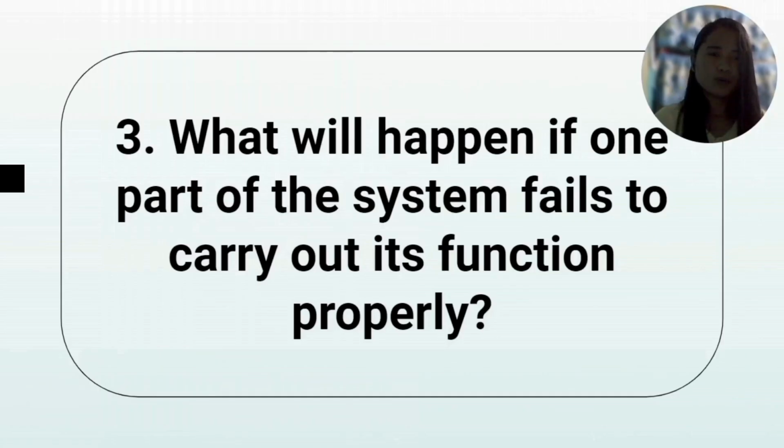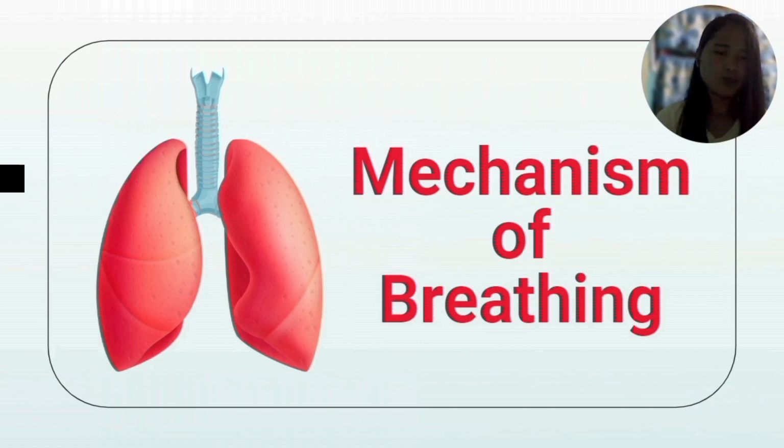Alright. Question number 3. What will happen if one part of the system fails to carry out its function properly? So what will happen, class? Alright. If other parts of the breathing system do not function properly, the whole respiratory system will be affected, of course, right? By the way, what is respiration? Do you have an idea about respiration? All right, very good. Respiration is the act of breathing.